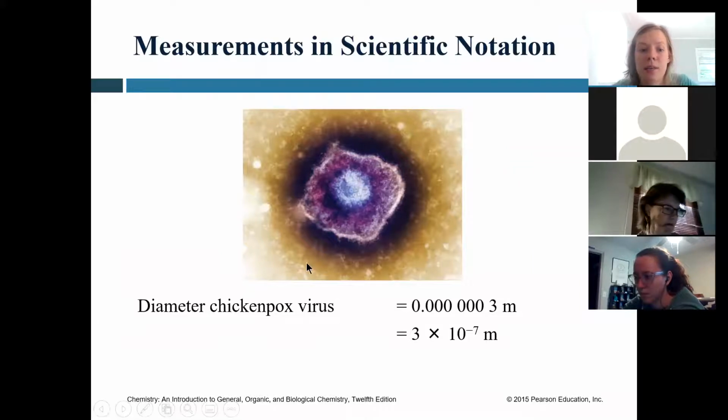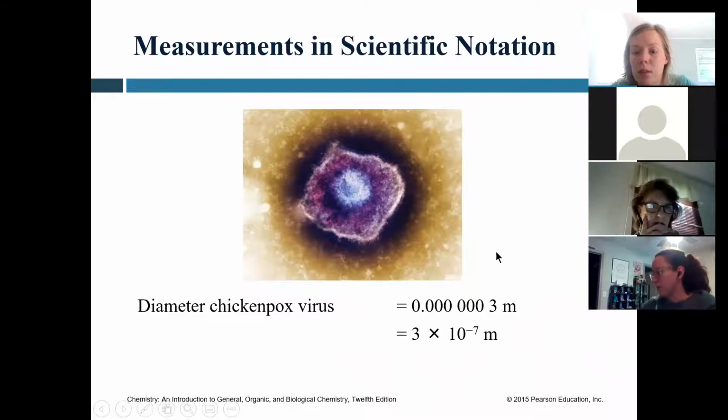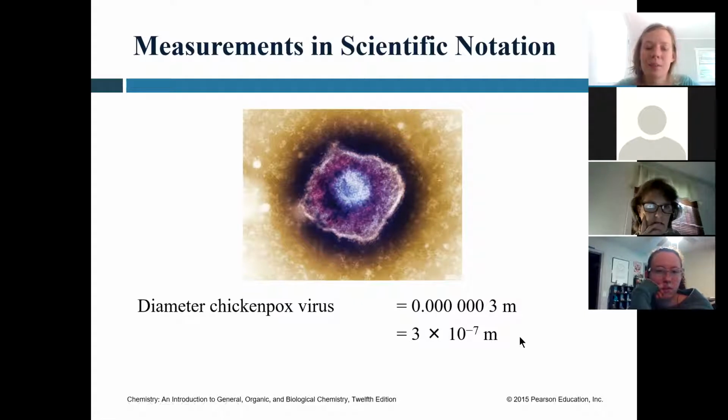So here is the diameter of the chickenpox virus. It says that it's 0.00000003 meters. So conceptually, you're thinking, that's small. That's all I can go with, right? Because it's a meter and it's just a very small amount of a meter.